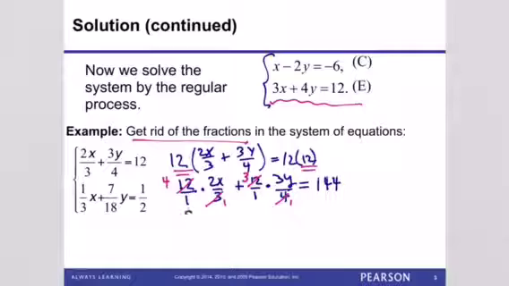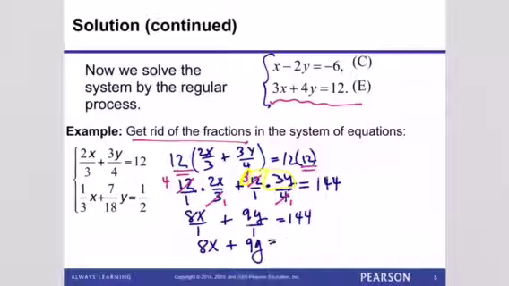Okay, so now we have 8x over 1 plus 3 times 3y is 9y over 1 equals 144. And the whole reason we did this was to get rid of the fractions. Right? So now, the first equation that we have here, we know is also equal to 8x plus 9y equals 144. I'm going to erase the work I just did so I can do the same thing with the second equation over here.